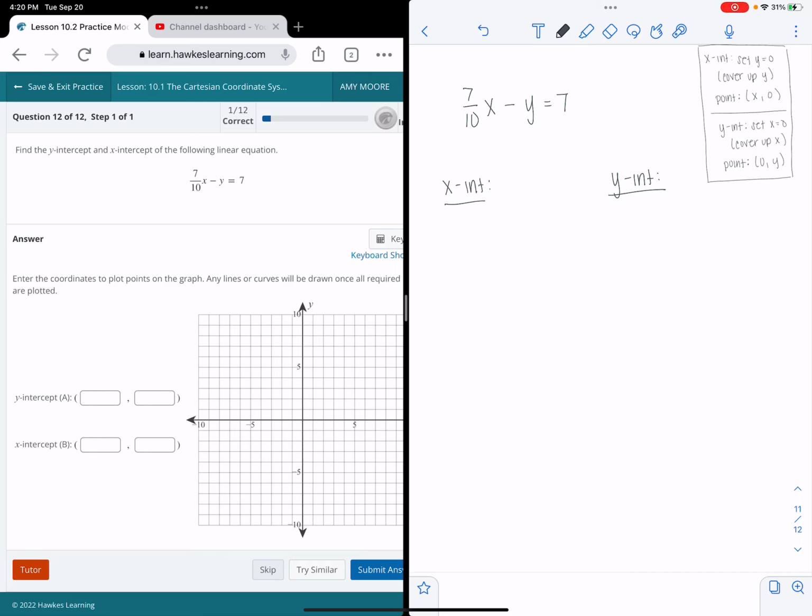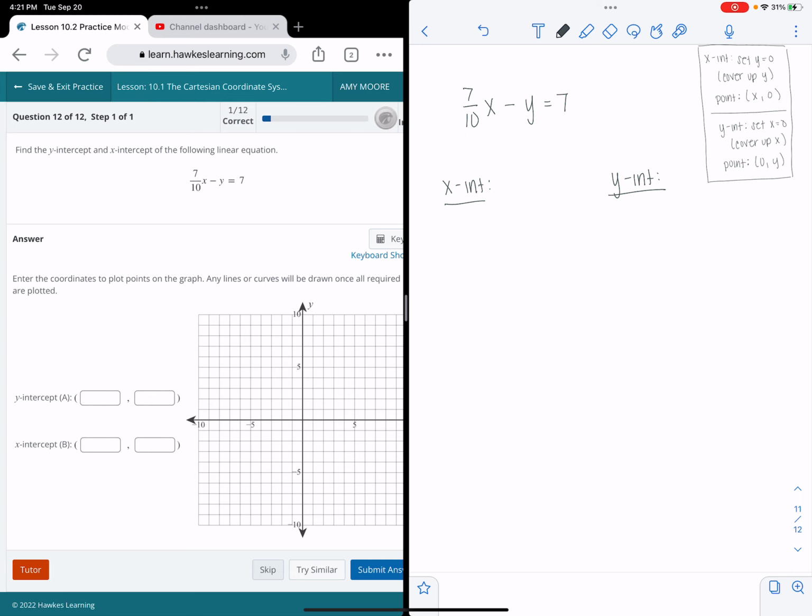Hey guys, so here's another problem from the homework. So we're in 10.2 finding x and y intercepts. The reason I picked this one is because it's got a fraction in it. And I know how you guys feel about fractions, so I thought I'd help you out by doing an example.